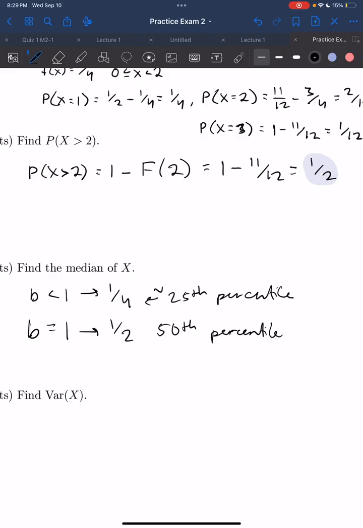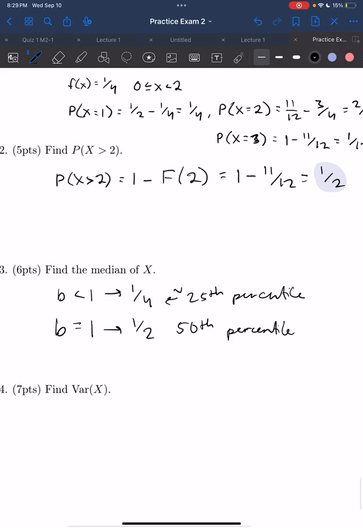Promise my handwriting is better normally. But yes, so then b equals 1 is the answer. So that is our median, because our median is our 50th percentile.